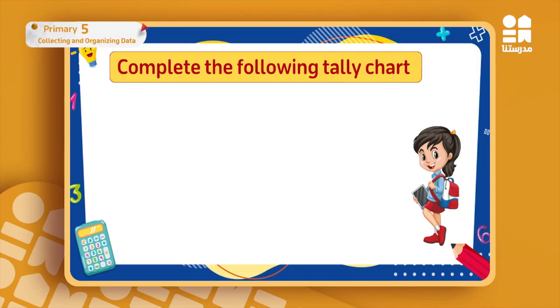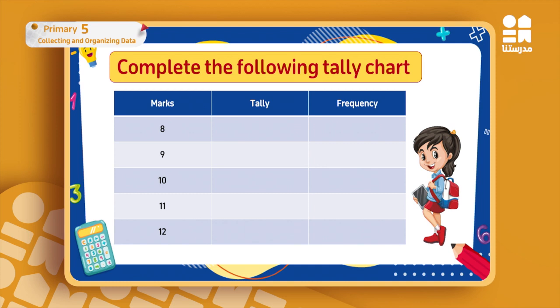Here, complete the following tally chart. I have a simple table, a simple frequency table. I have the marks that one of the teachers was writing or observing for their students. He wanted to know how many times each mark occurred, so he constructed a frequency table where the first column is the marks, the second column is the tallies, and the third column is the frequencies.